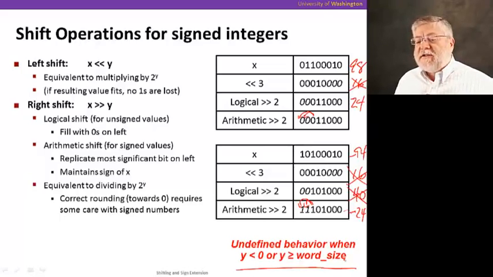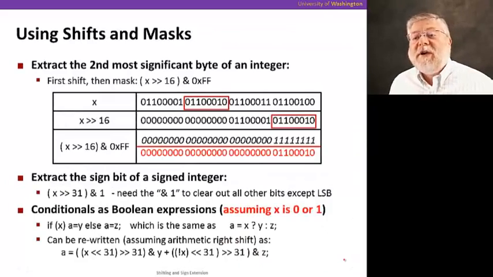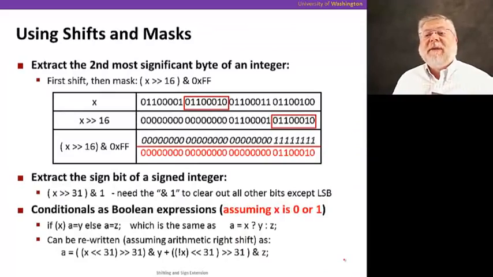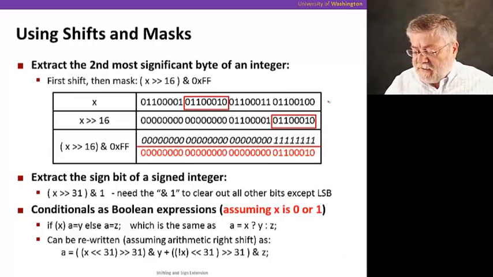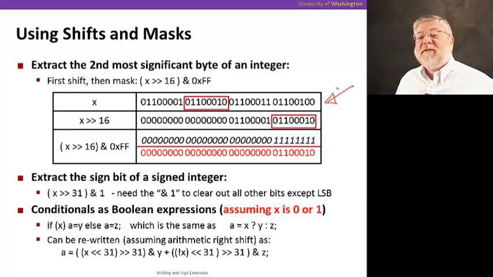All right, let's see how these shift operations can be used for more interesting things, though, than just doing basic multiplication and division by a power of 2. Here I'm showing how we can extract the second most significant byte of an integer using shift and masking. All right, so the example we're going to start with is this 32-bit pattern, and we want the second most significant byte. That's the one with the red box around it, and we can get that all the way over to the right by shifting that value by 16 to the right.